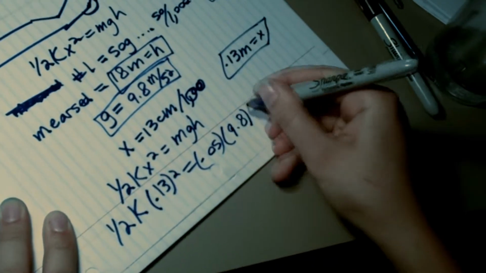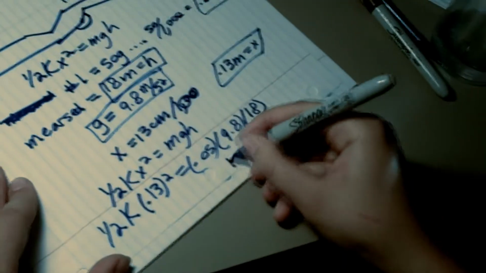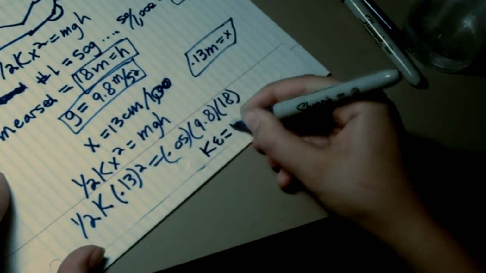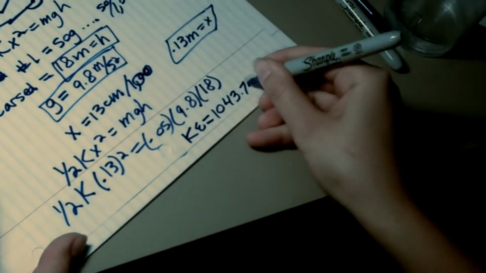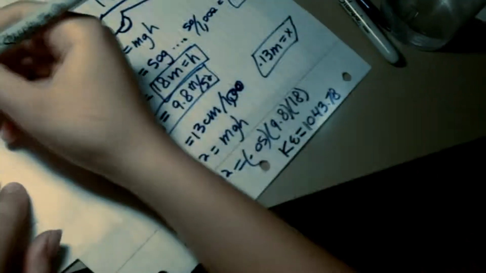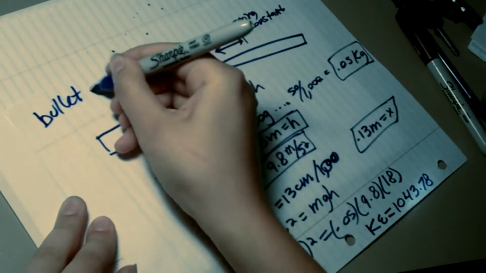Gravity is that the kinetic energy is 1043.78, and this is all for Bullet 1.